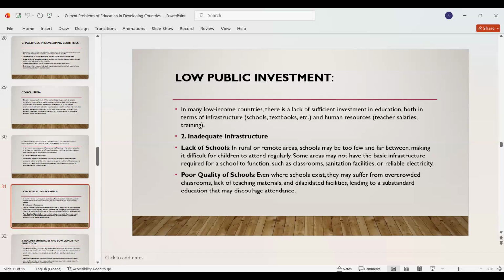So inadequate infrastructure, lack of schools. The population is increasing, but schools are still 10,000, right? In rural or remote areas, schools may be too few and far between, making it difficult for children to attend regularly. And you would have heard, right? Few schools have only below 75 students, right? So that is also another cost.